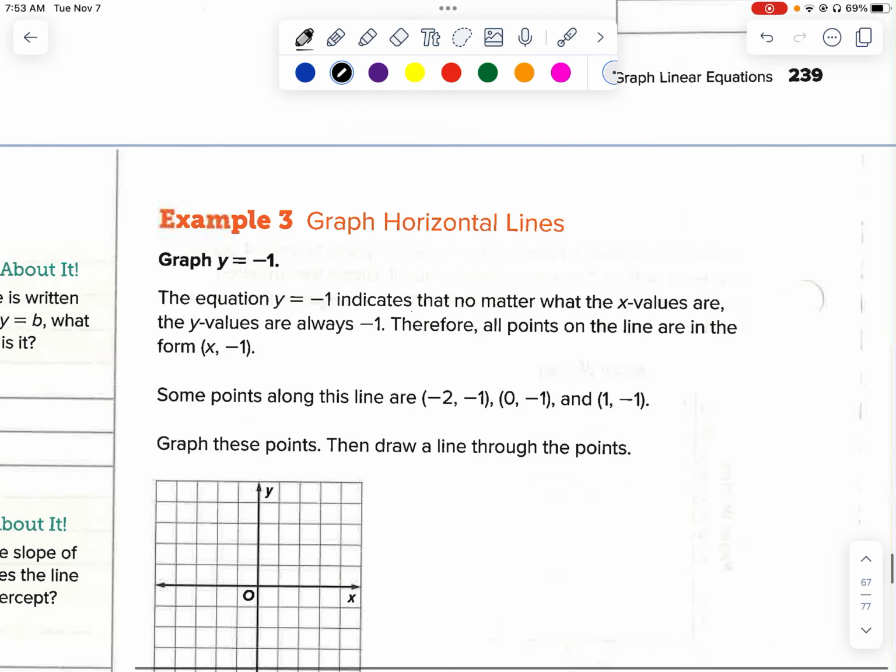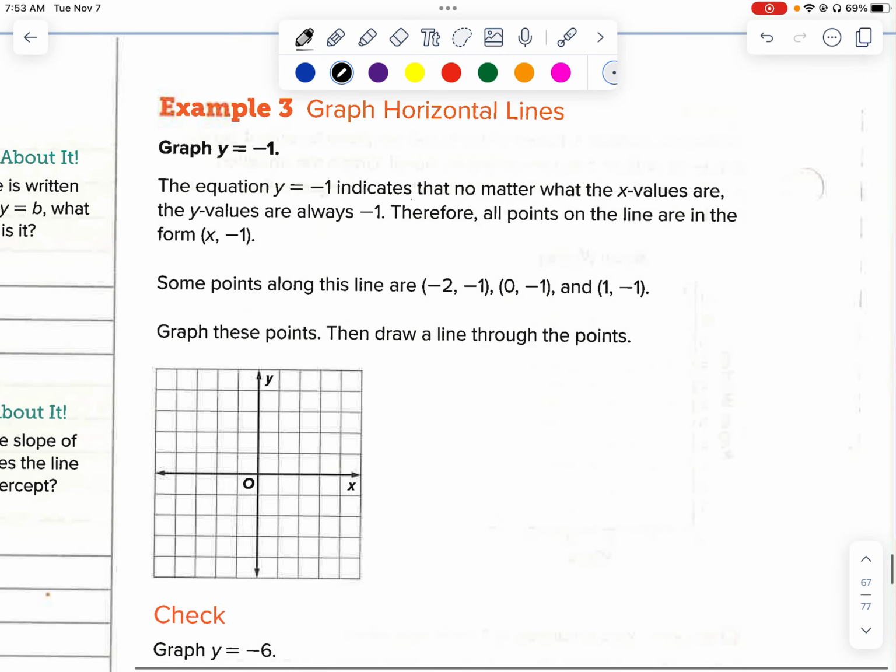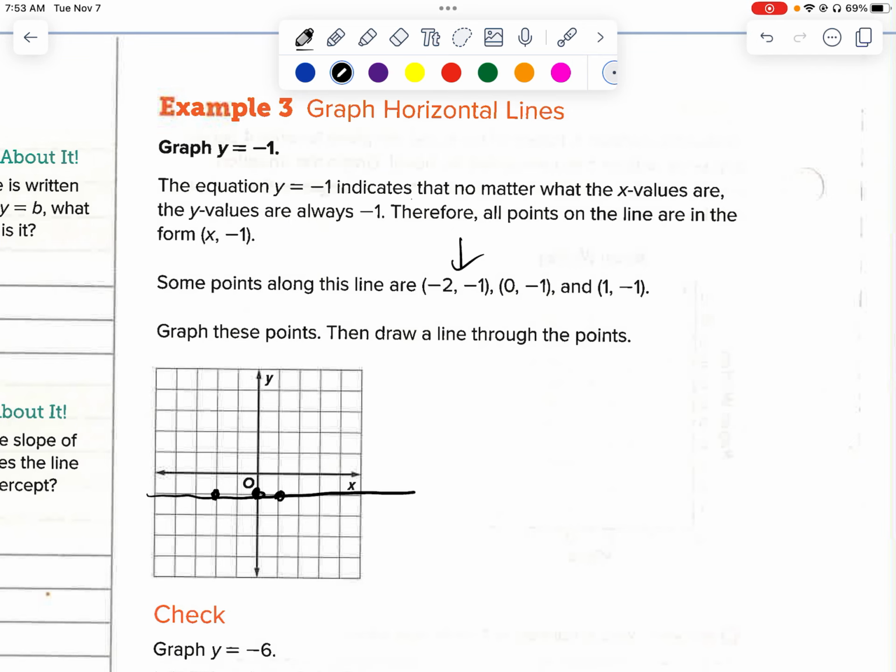Okay, let's look at this one. So it says y equals -1. That means for any point you pick, y is going to be -1. So I come here, -2, -1, -2, -1, 0, -1, 1, -1. So all of these points are going to be on this horizontal line.